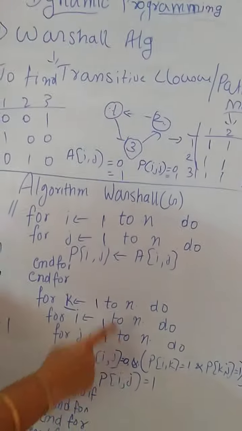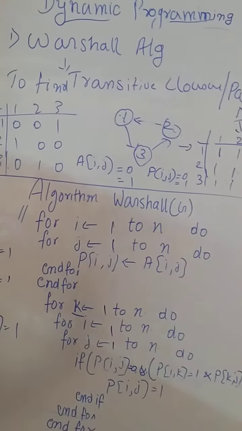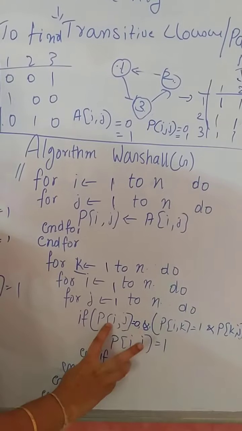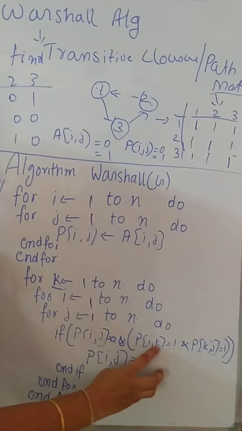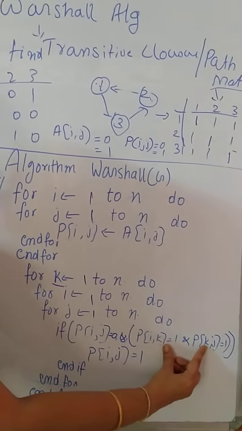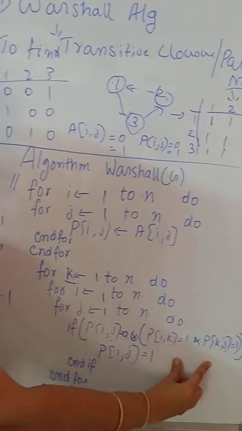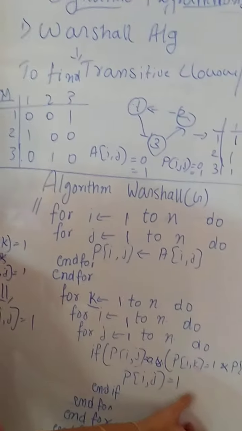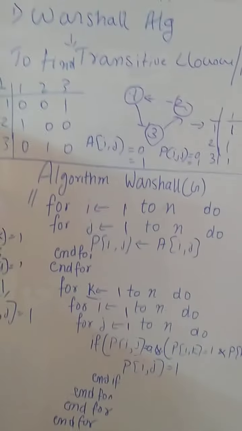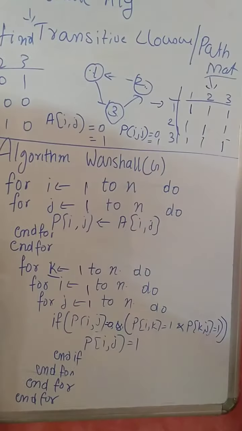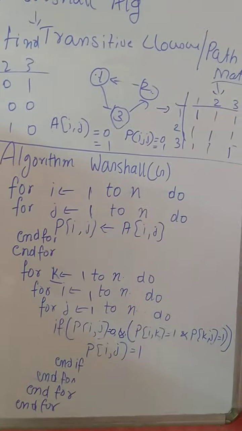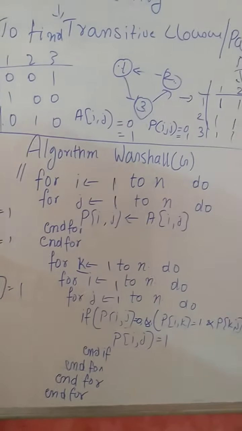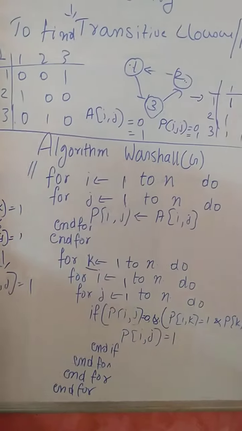So what we are doing in this particular algorithm is just checking that if the direct edge is not there, can I have an edge through some other vertex k? If there is a path, then I take P of Ij is equal to 1. So when I take that, obviously the diagonal elements will also become 1. So this is the algorithm. You can go through it. It is a very simple algorithm. I will explain the tracing.